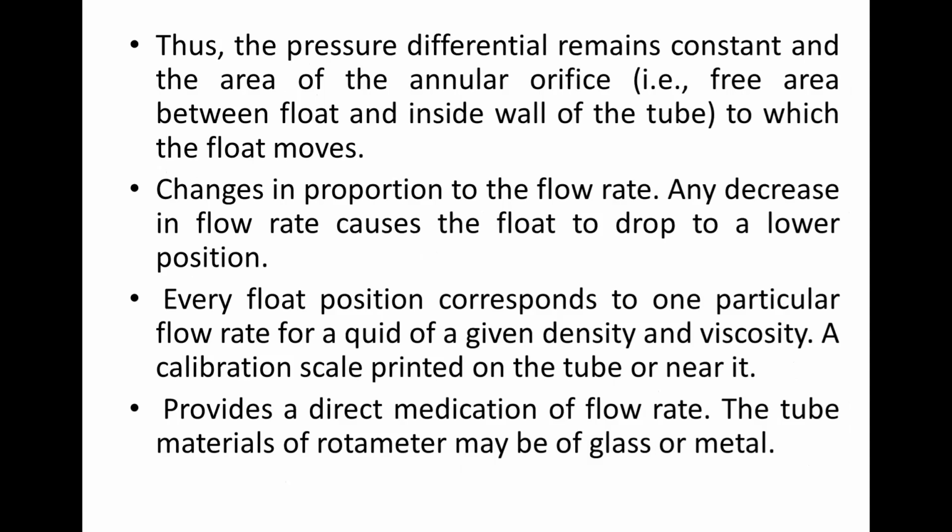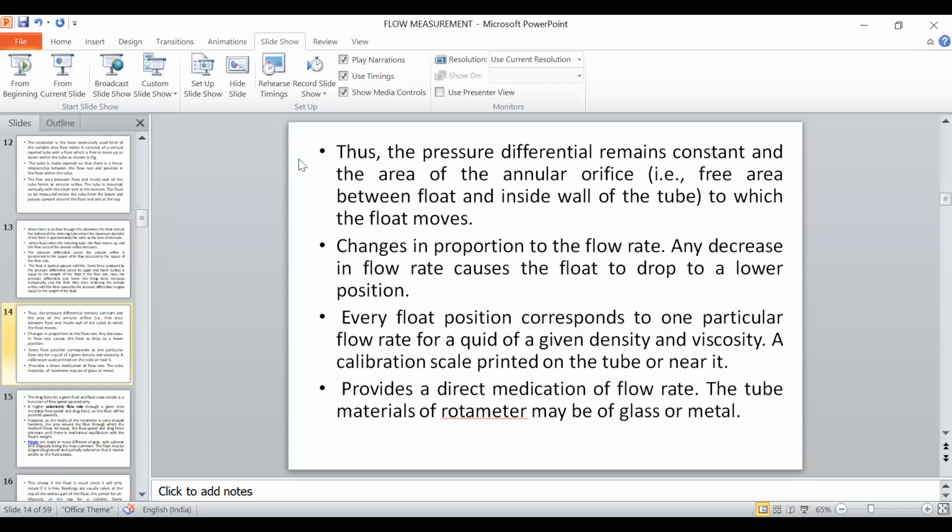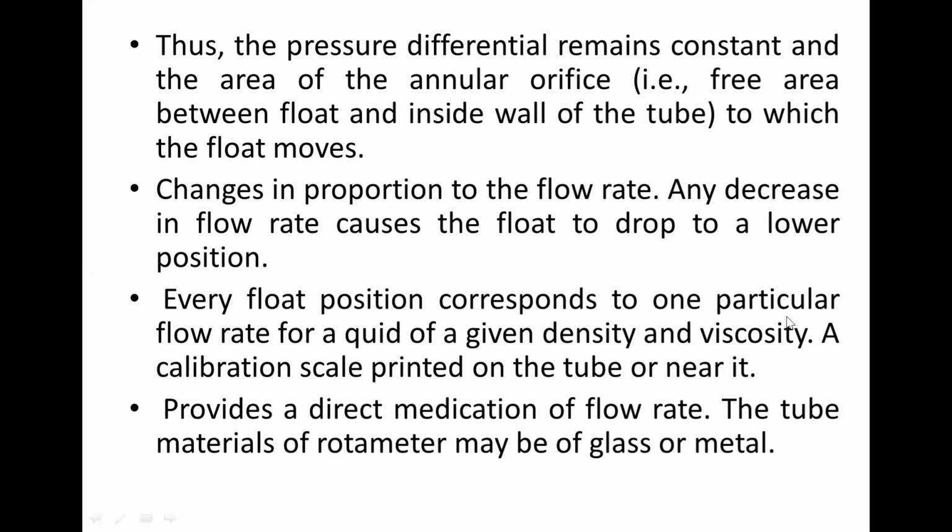changes in proportion to the flow rate. Any decrease in the flow rate causes the float to drop to a lower position. So every float position corresponds to one particular flow rate. The float moves gradually from bottom to top. At each position, accordingly, the flow rate in terms of quantity is indicated on this scale. Every position of the float indicates a particular flow rate for a given density and viscosity. As you've seen already, you have a calibrated scale, so it provides a direct indication of flow rate.